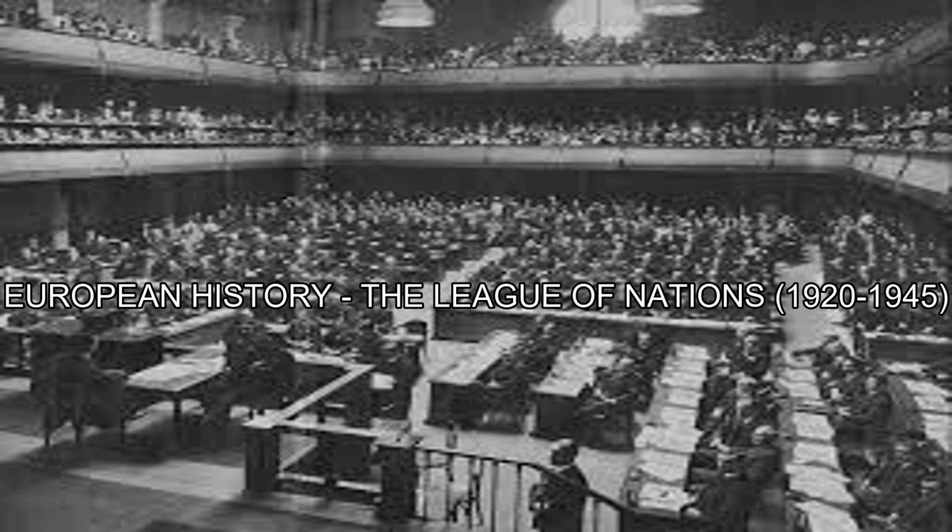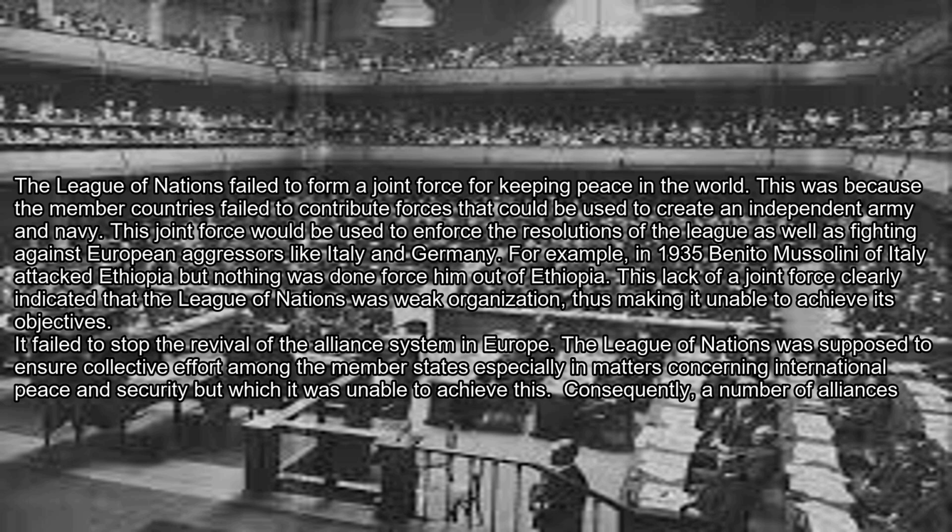The League of Nations failed to form a joint force for keeping peace in the world. This was because the member countries failed to contribute forces that could be used to create an independent army and navy. This joint force would be used to enforce the resolutions of the League, as well as fighting against European aggressors like Italy and Germany. For example, in 1935, Benito Mussolini openly attacked Ethiopia, but nothing was done to force him out of Ethiopia. This lack of a joint force clearly indicated that the League of Nations was a weak organization, thus making it unable to achieve its objectives.